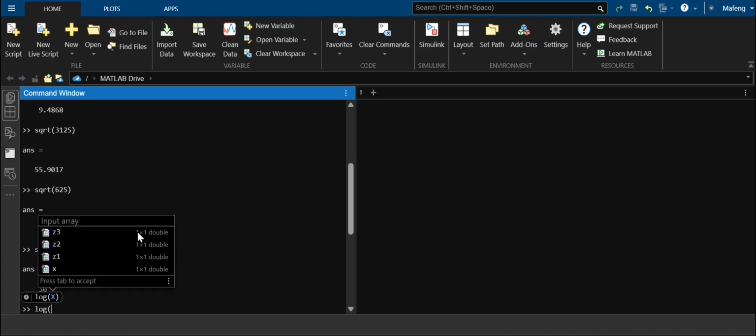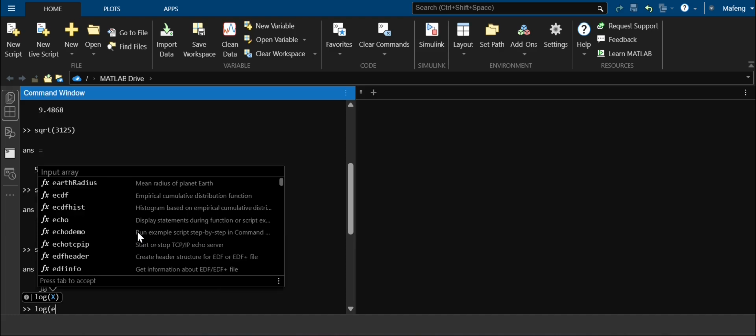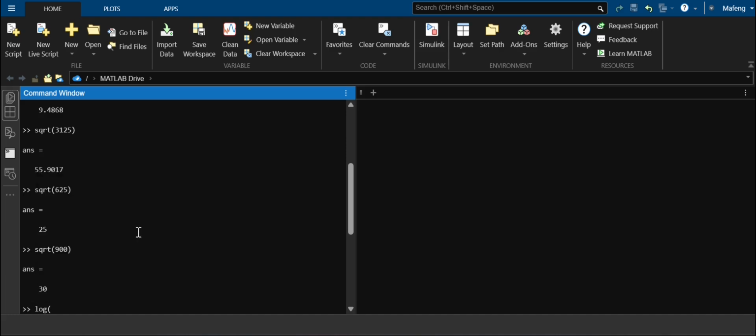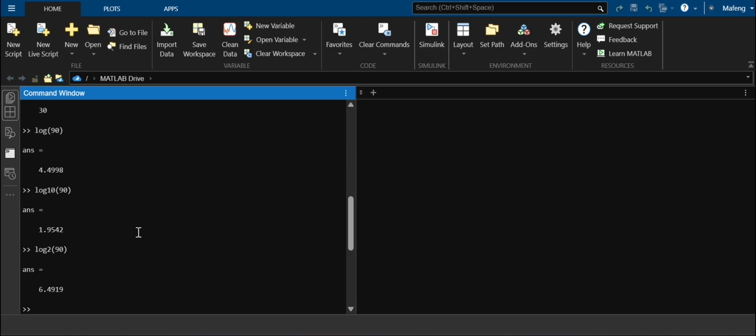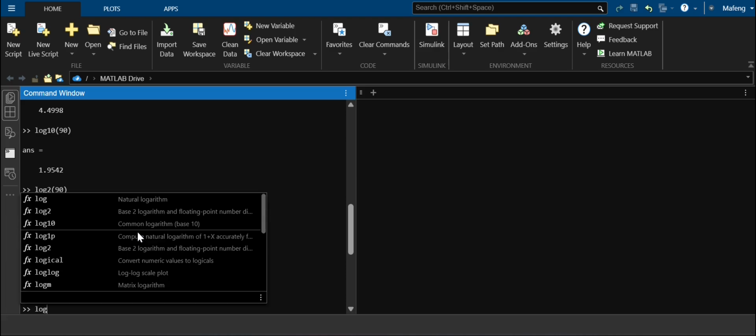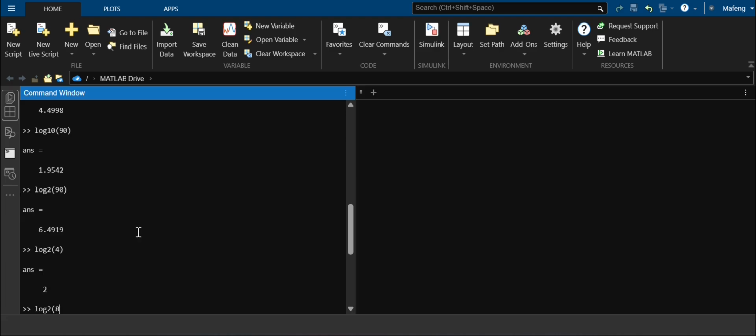So log is the natural log. So if you're taking the natural log of a number, right? Then log10 gives you the base 10 log of the number. log2 gives you the base 2 log of the number. So this gives you 2. This will give you 3. This also gives you 3.